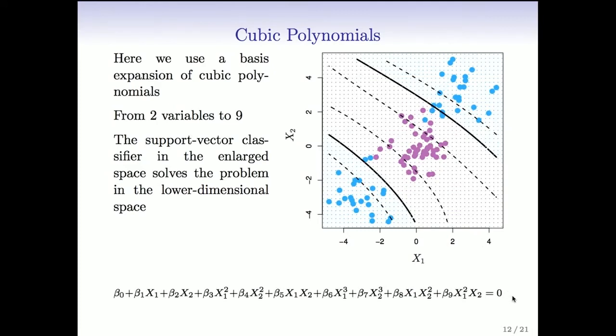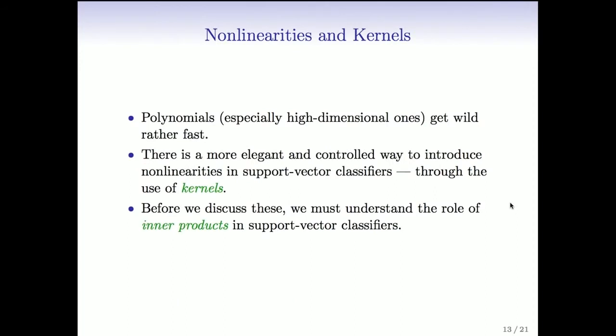Here's the equation. In this case, it's a cubic. We used a cubic polynomial in this case. So there's 9 transform variables altogether. And so it starts getting a little unwieldy. The dimension of the space is getting a little big here, but it solves the problem. Okay, well, so we seem to have a way of getting around these situations where we can't separate the data.